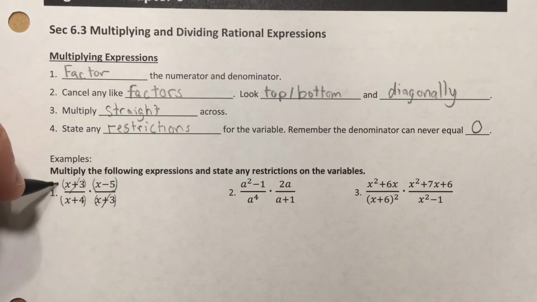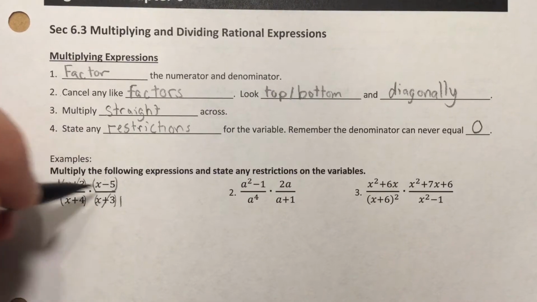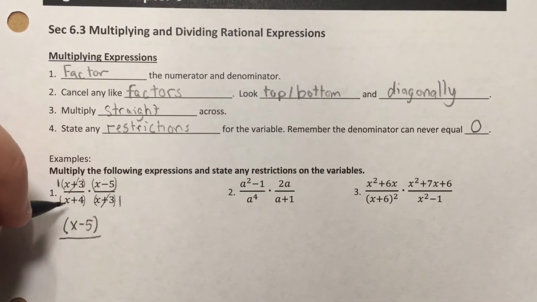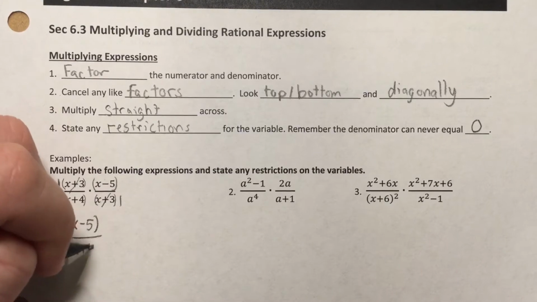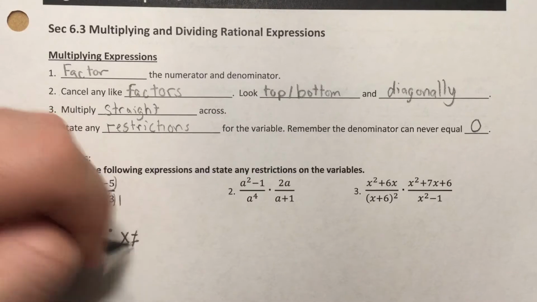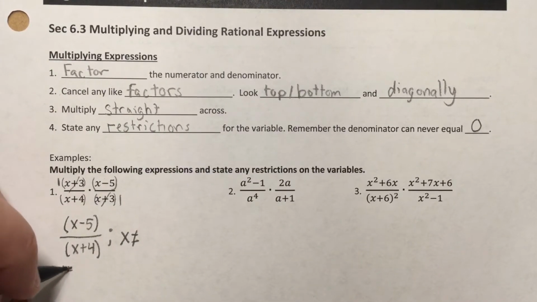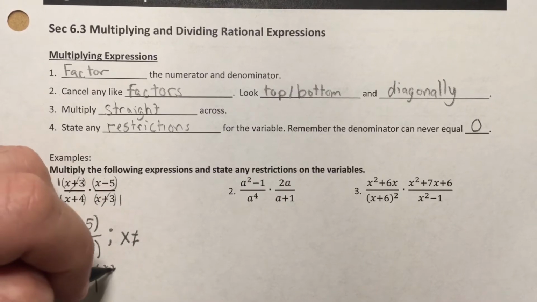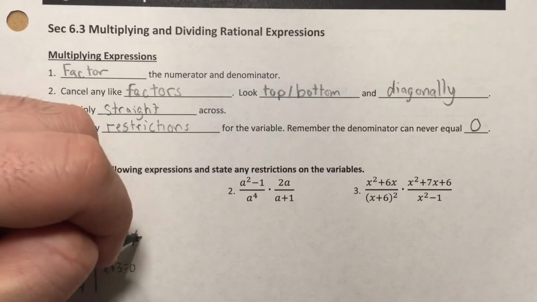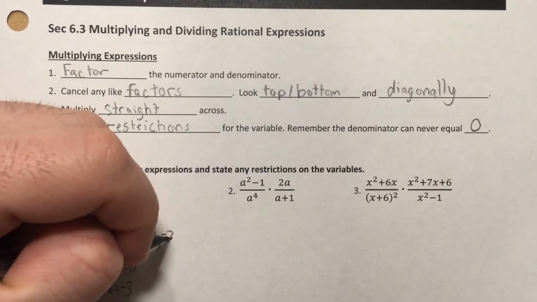So now I multiply straight across. Just remember when things cancel, they cancel to 1. So when I multiply straight across, I'm doing 1 times x minus 5, which is just x minus 5. And then x plus 4 times 1, which is x plus 4. So that would be our final answer. We do need to restrict the variable. So I'm going to say x plus 4 equals 0, x plus 3 equals 0. Again, those are my denominator factors. So x cannot equal negative 4, and x cannot equal negative 3.